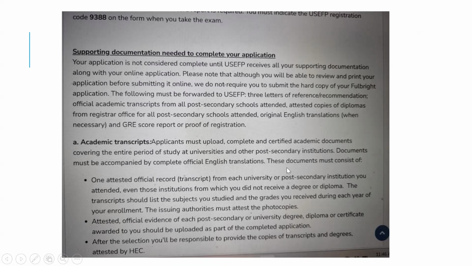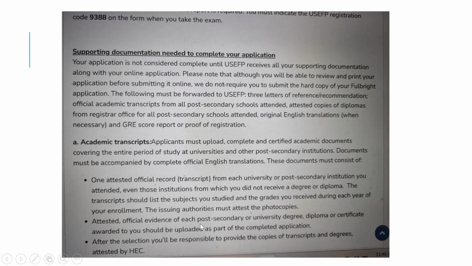If needed, these documents must consist of one attested official record transcript from each university or post-secondary institution you attended, even those institutions from which you did not receive a degree or diploma. The transcript should list the subjects you studied and the grades you received during each year of your enrollment. The issuing authorities must attest the photocopy. So you must upload the attested official transcripts.